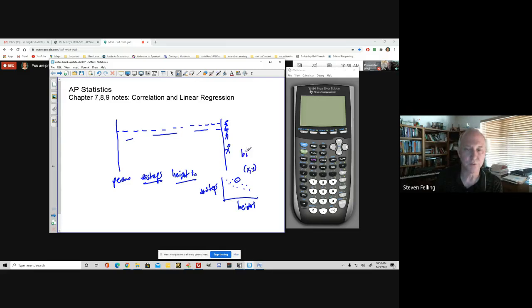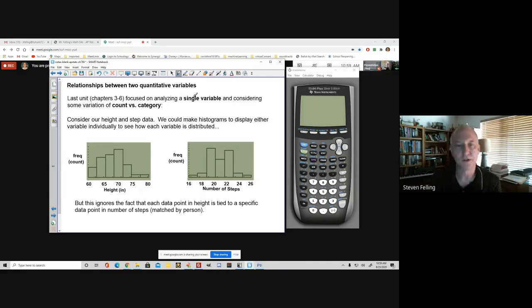This is referred to as bivariate data. 2 variables, bivariate data. So that's what this unit is about. It's all the different ways we can analyze variables where every data point has 2 values associated with it, not 1. We focused on a single variable in the last unit, and we either had numbers or potentially categories or something like that.